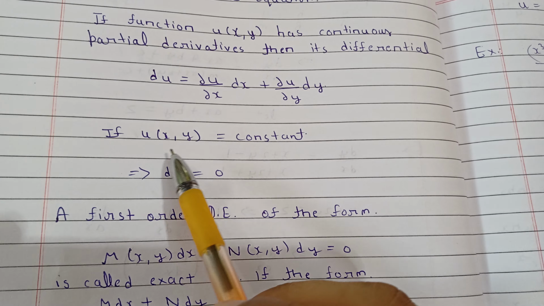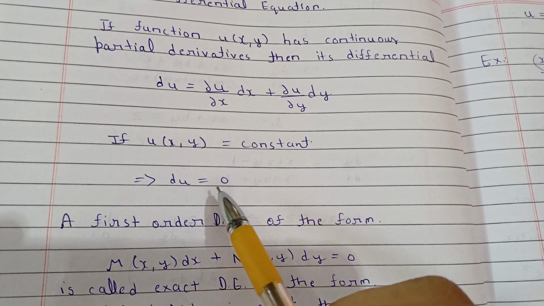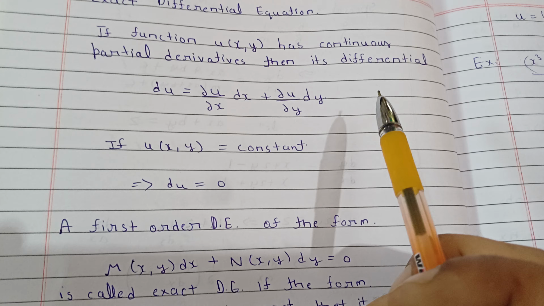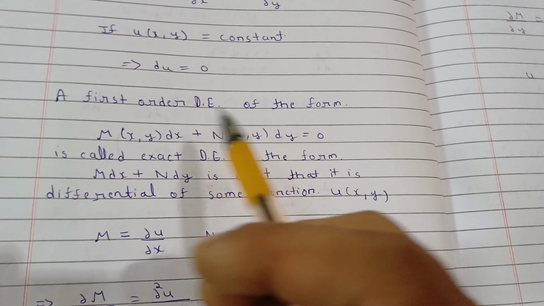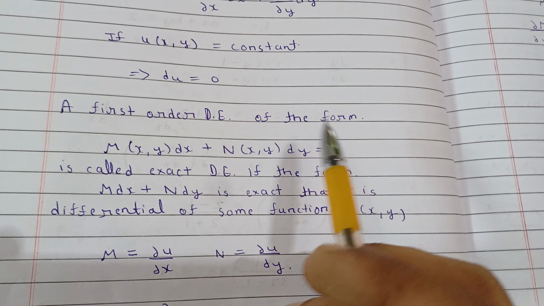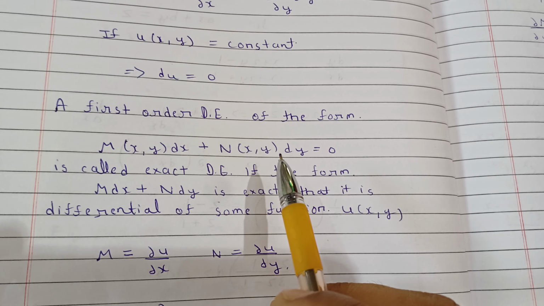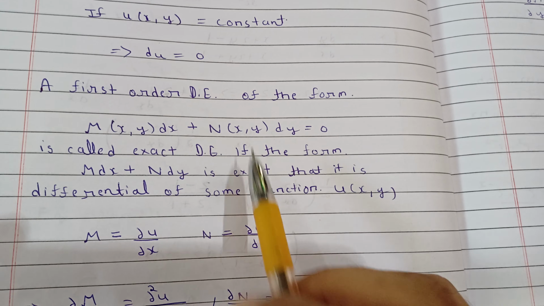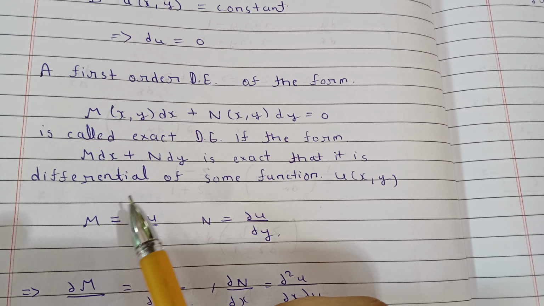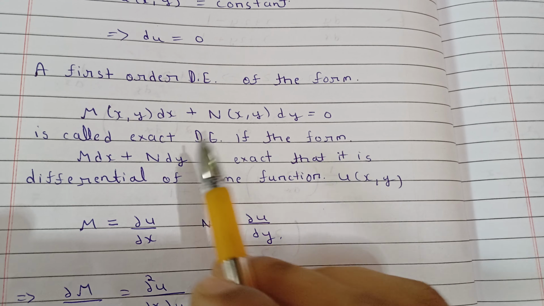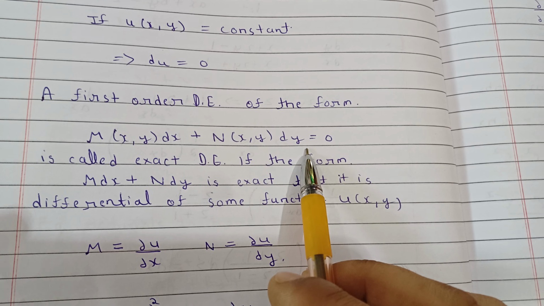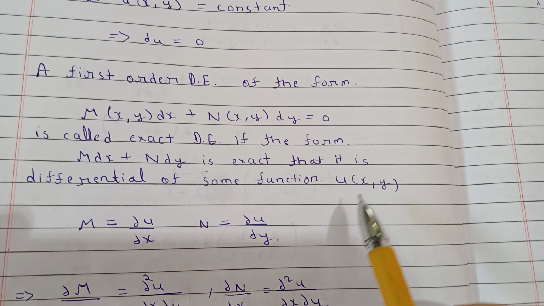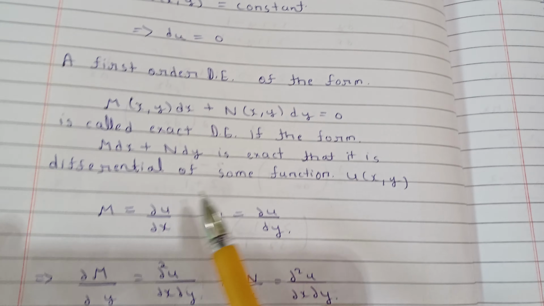Now if u x y is constant, then du will be 0. So then in the equation you will get 0 here. So this will be our exact differential equation. Okay, so a first order differential equation of this form is called an exact differential equation if the form m dx plus n dy is the differential of some function u x y. Okay, so just remember this.